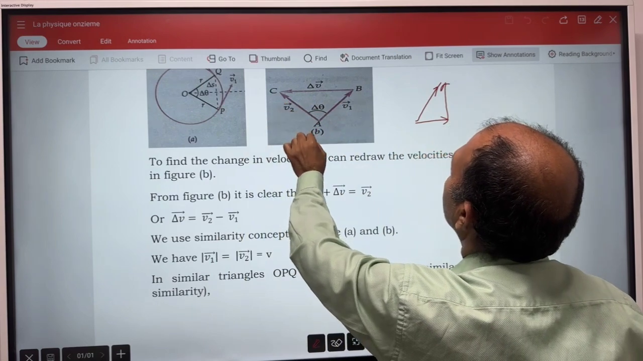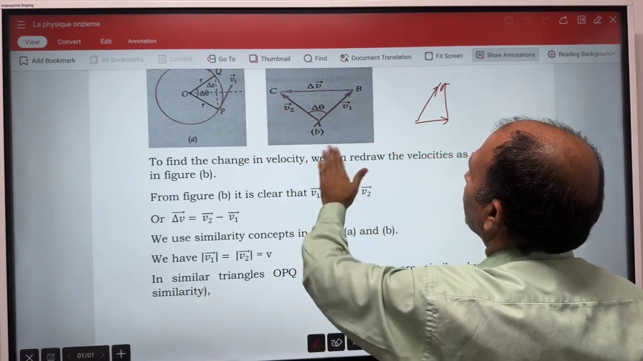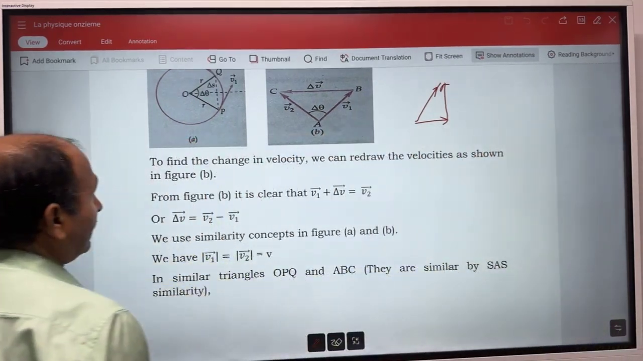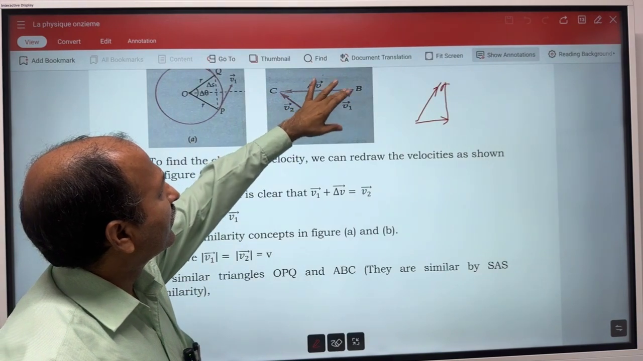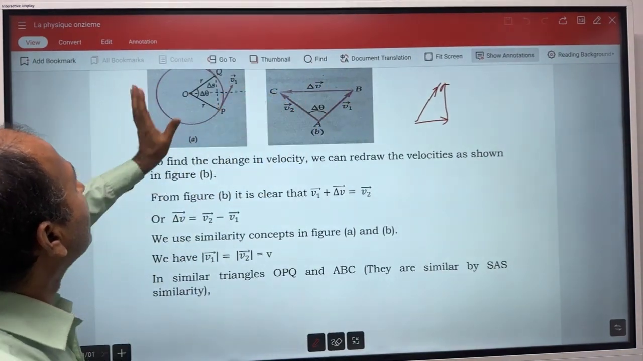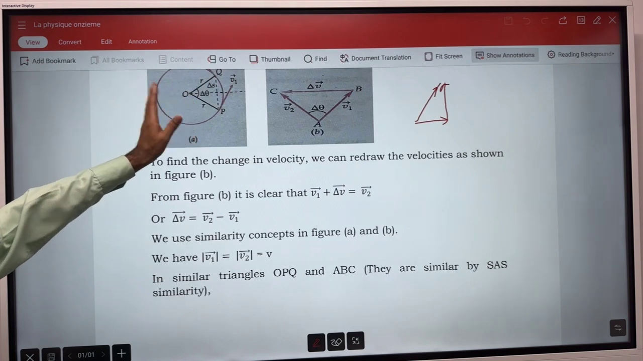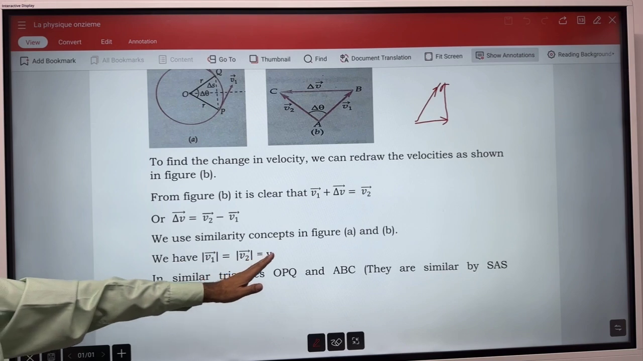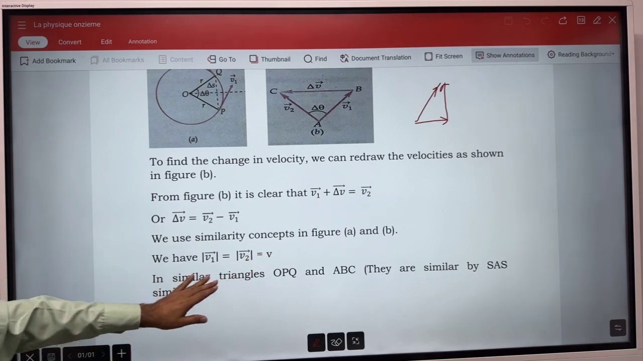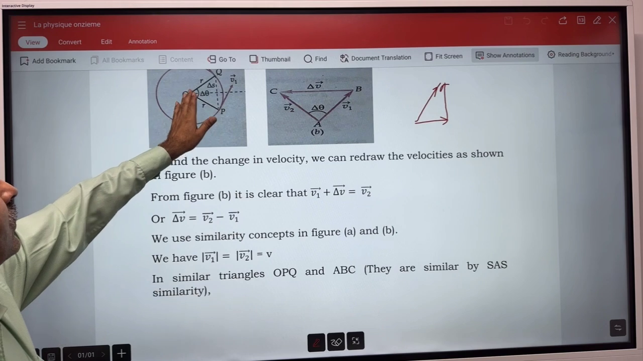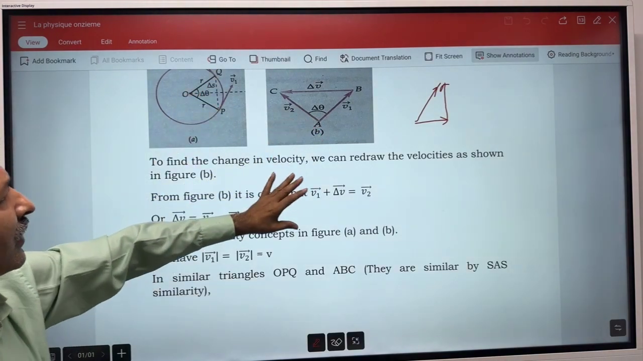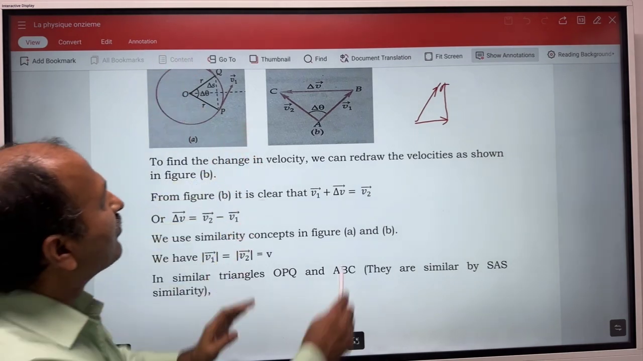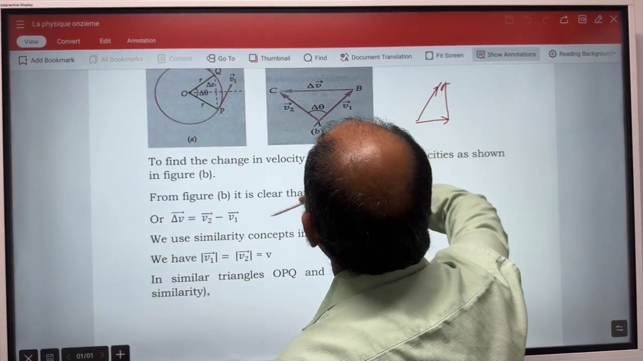So you can say V2 equals V1 plus delta V, or delta V equals V2 minus V1. Now if we take their modulus values, the modulus of V1 is the same as the modulus of V2, because velocity in magnitude does not change, only its direction is changing. So we use the similarity concept here: modulus of V1 equals modulus of V2 equals V, in similar triangles OPQ and ABC. Here this is radius, this is radius, so these two sides are equal. Similarly the modulus of this and the modulus of this are equal.